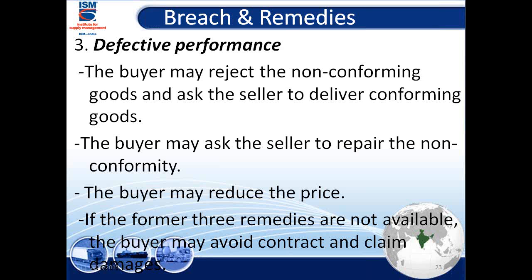I'm buying rice or wheat, I want a moisture content of 10%, and the guy has given you 12% moisture content. Ash content is more in the wheat and rice. So certainly they don't meet your expectations. Now the buyer may say, okay guys, I'll reduce the price. But if the former 3 remedies are not available, the buyer must avoid the contract and claim damages.